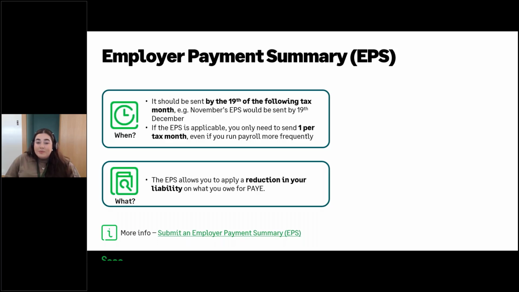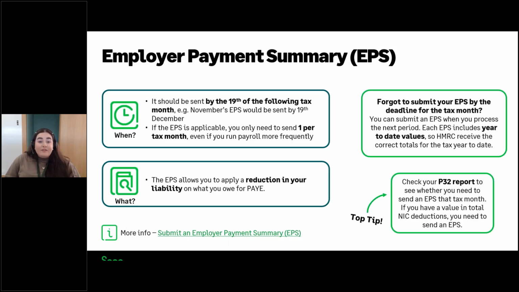And a couple of top tips from us as well. If you forget to send the EPS by the deadline for the tax month, you can submit an EPS when you process the next period. Each employer payment summary will include year-to-date values, and HMRC will receive the totals for the tax year so far. So if you forget to send it for November, for example, you are okay just sending next month's, and it will include November's values as well.